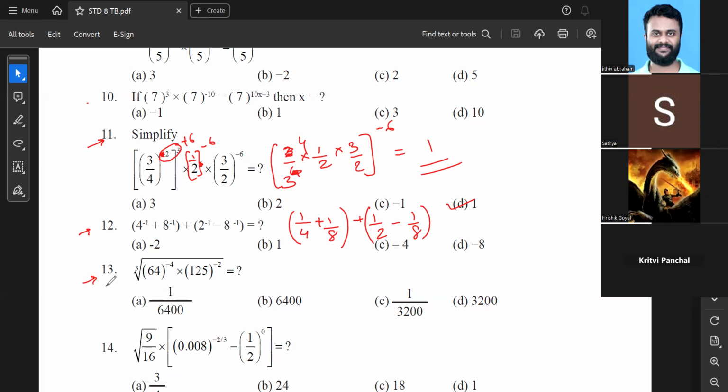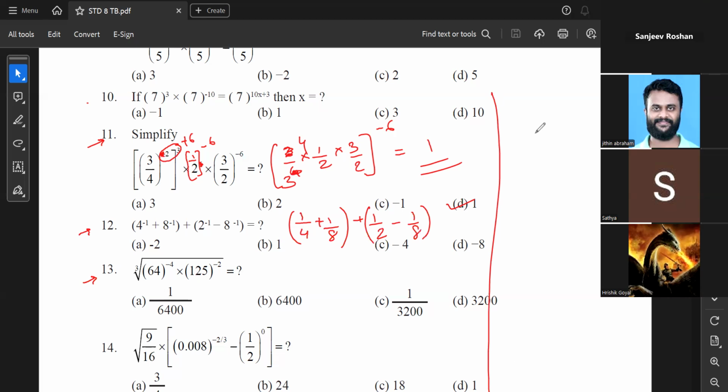Okay. Let's go to the 13th problem. Wonderful. So 64 raised to minus 4, 125 raised to minus 2, and then cube root. Let's see what's going to be our answer. So first of all, I'll do one thing.